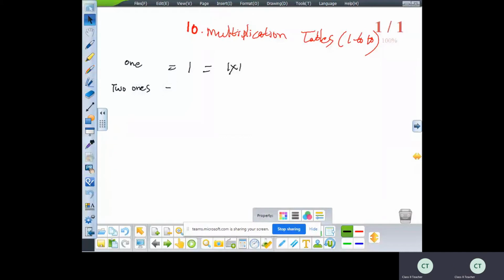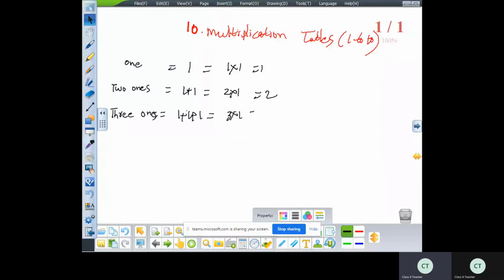Next, 2 ones. 2 ones means 1 plus 1. Here 1 is repeated 2 times. 2 ones are 2. Next, 3 ones. 3 ones means 1 plus 1 plus 1. Here 1 is repeated 3 times. 3 times 1. 3 ones are 3.